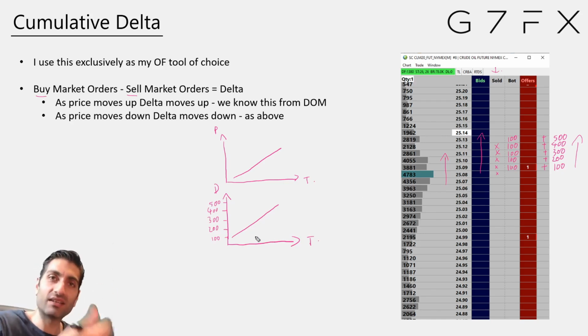You're adding, obviously, the amount of positive delta that you're building up as the market moves up, right? Pretty straightforward. So the delta's moving up. The price, it makes sense. What pushes price up, market orders. So it would make sense, the more market orders you got, the more price goes up.